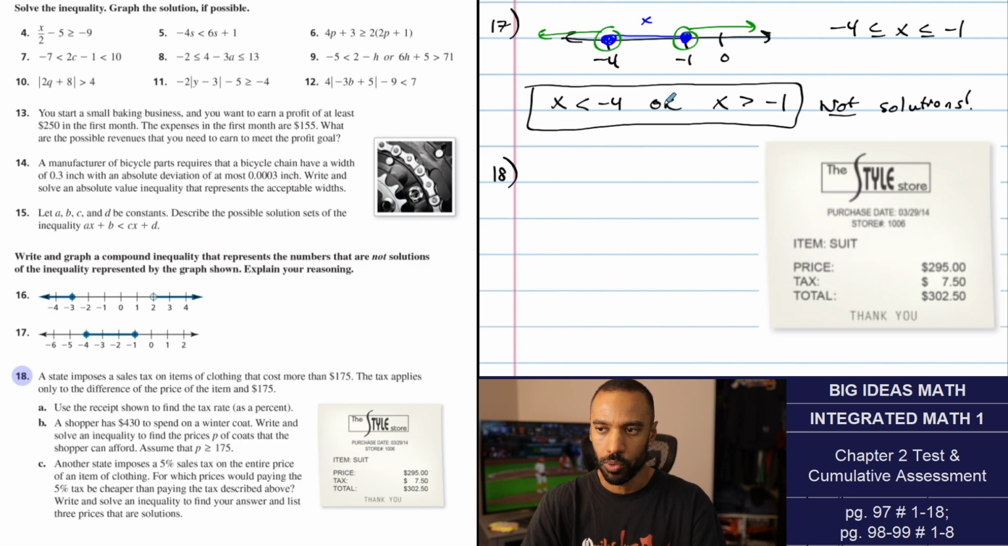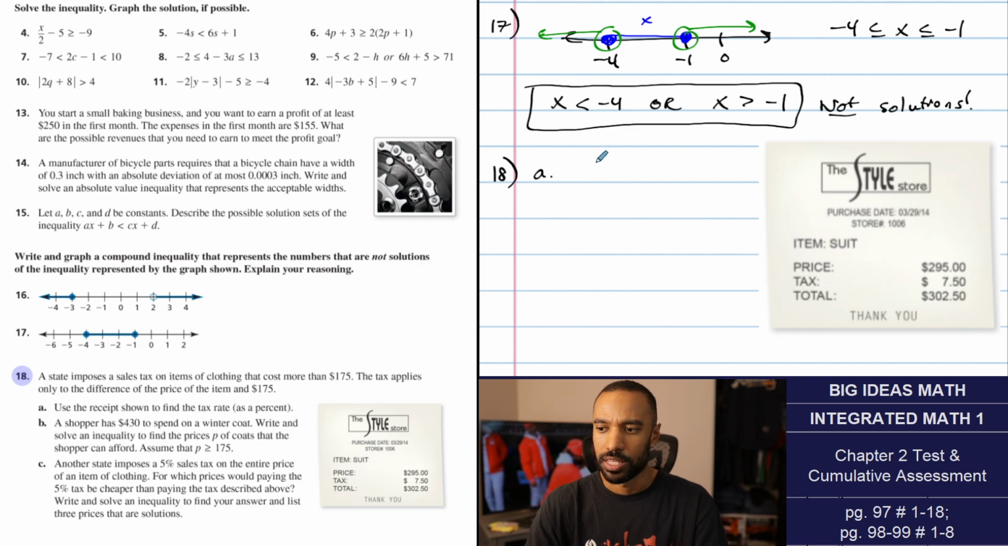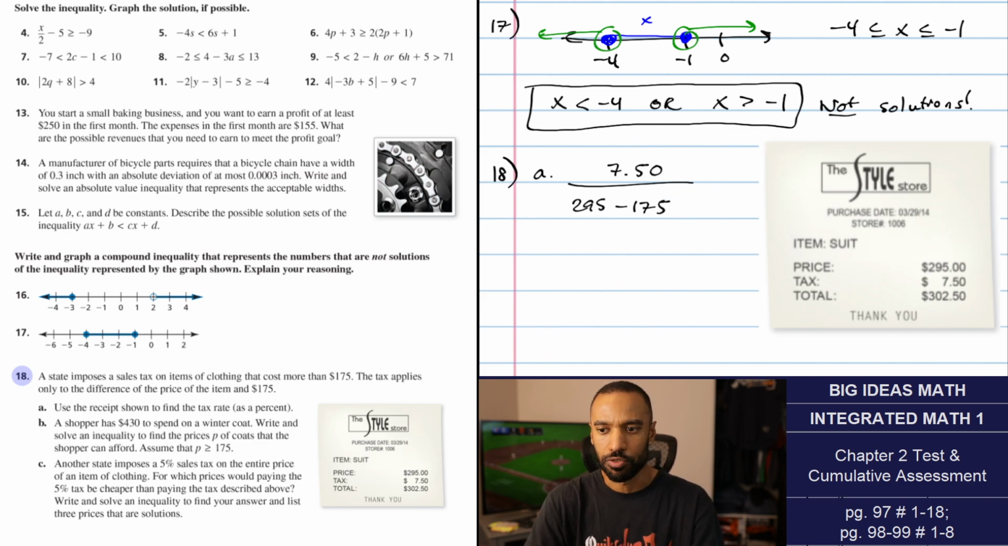What do they want out of this? Part A, use the receipt shown to find the tax rate as a percent. Okay, it's not really an inequalities question, but tax rate is dividing. They said it only includes the subtotal price, right? Oh wait, hold on. I thought they said it was for the subtotal. The tax applies only to the difference of the price of the item and $175. So the tax is dividing $7.50 by the difference of the price of the item and $175. And there are reasons for why you might not tax the entire thing. I'm not going to get into it, but that could be it.